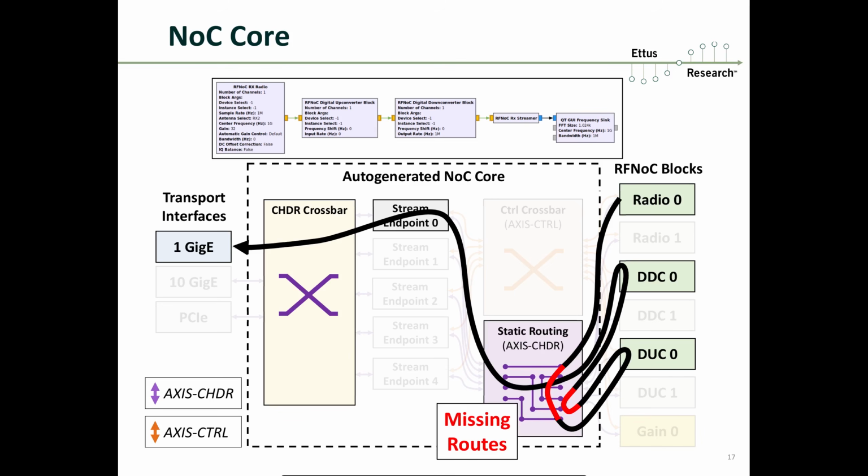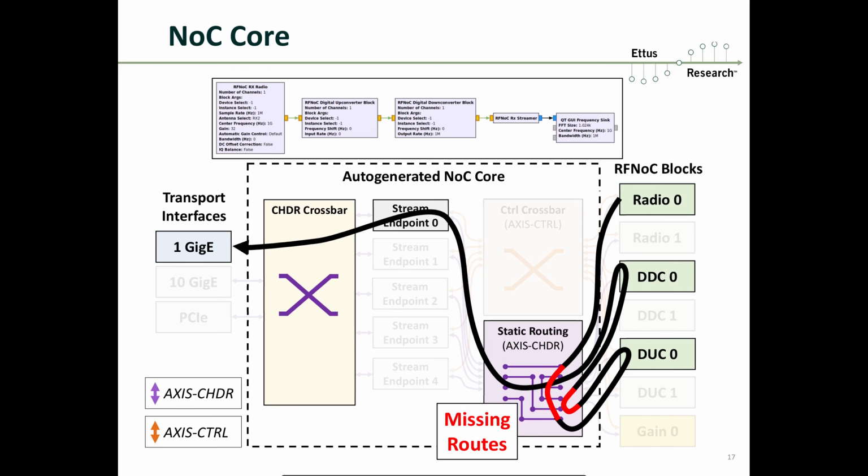Now, how could we go about fixing this? Well, one option that we can see later on is we can edit that image core YAML file to define the static routing differently such that the radio can have a static route to the DUC, and then from the DUC has a static route to the DDC. That would work just fine.